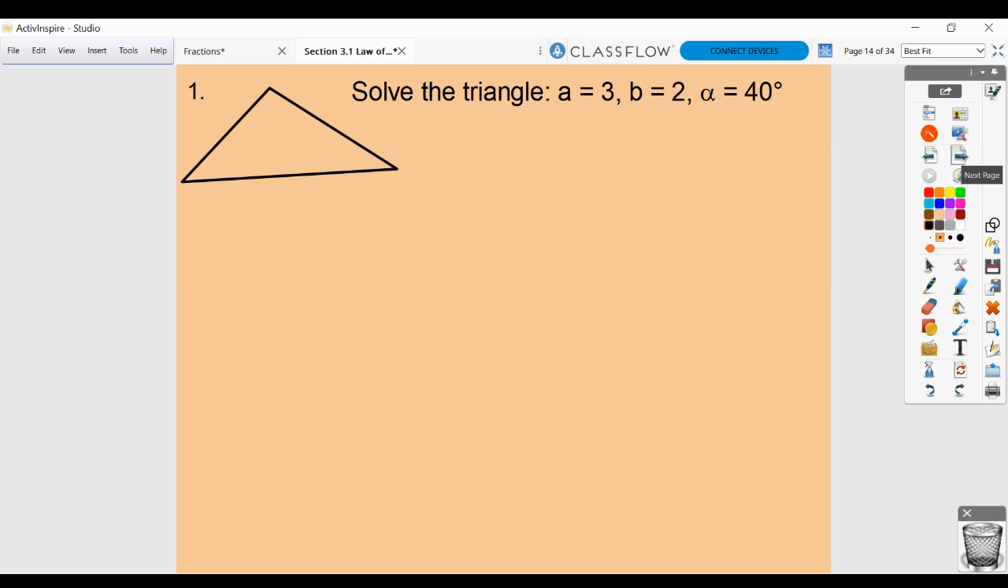So in the first triangle, you have a is 3, b is 2, and alpha is 40. Now you can tell that this is a side-side-angle triangle because of the information that is given to you. So we need to find beta, gamma, and C. So I'm going to come over here and I'm going to put C, beta, and gamma.